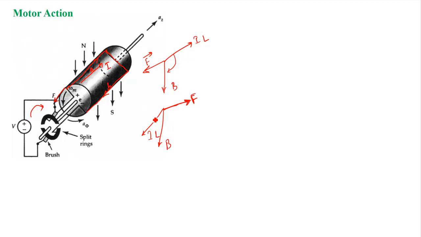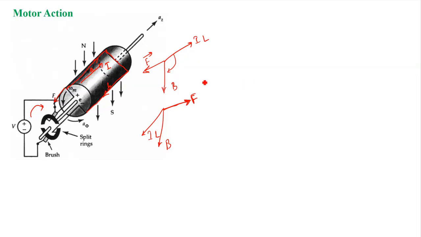So it will develop a torque, because when we have two sides and the force is acting on the two sides in opposite directions, the coil will rotate. Therefore this coil will rotate anti-clockwise, if we see it this way. So the coil will rotate in anti-clockwise.